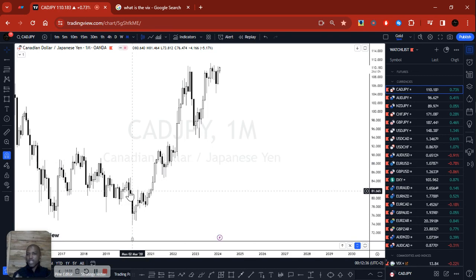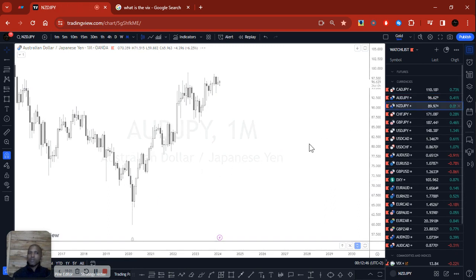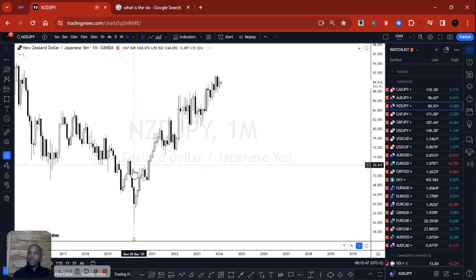This is the monthly time frame, guys, so this is not a 15 minutes, it's a monthly. You can see it drop lower. AUD JPY, same thing, it went lower. NZD JPY, same thing. It went lower, right? Why? Because like I said, these are commodity currencies, and they only perform when the outlook is good. Because remember, if the outlook is good, then commodities will also do well. They will also outperform, right?